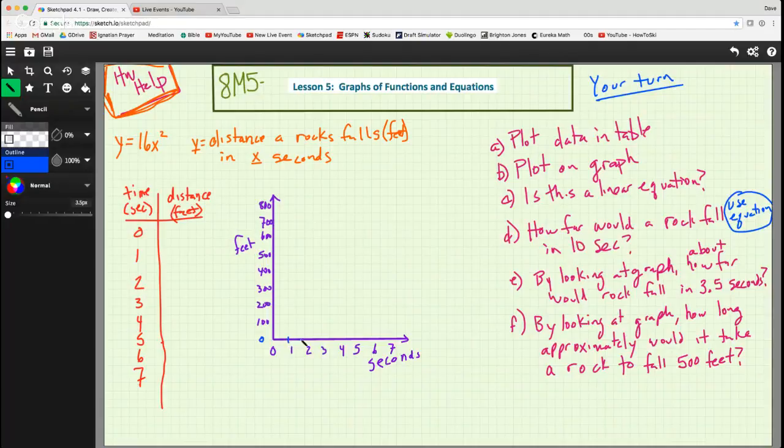3.5 seconds. Okay, so how far would the rock fall in 3.5 seconds? And then I want you to look at the graph and tell me how long it would take it to go 500 feet. So you're going to find something here, and you're going to find a point here. Okay, pause and try.